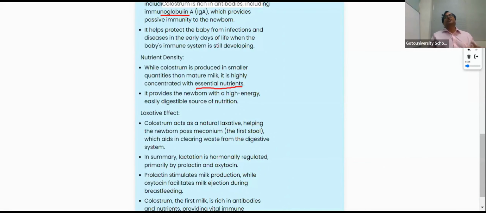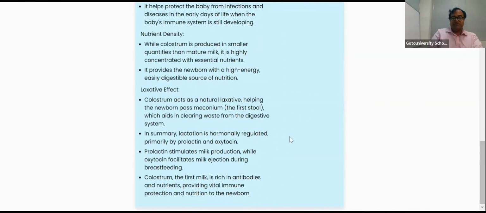For that, the mother should have a proper nutrient intake, right? So now we are coming to the laxative effect. What do you mean by laxative effect? If you're talking about the first stool, it aids in clearing the waste from the digestive system. So defecation, excretion: these are all promoted very nicely by the laxative effect, which is contributed by the colostrum.